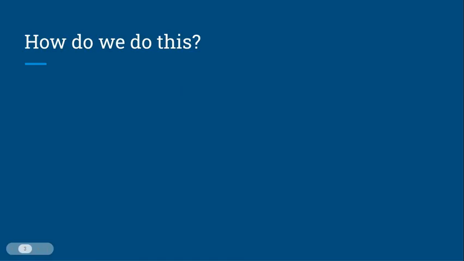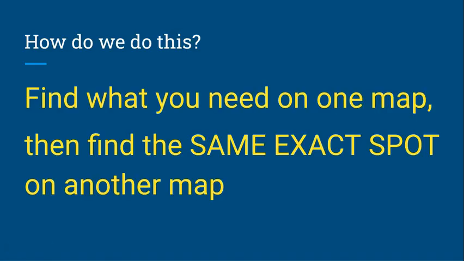The real question is, how do we do this? So the biggest piece of advice I have is to simply keep it simple and find what you need on one map, and then try and find the same exact spot on another map. That's the core skill here. That's what we're trying to do.